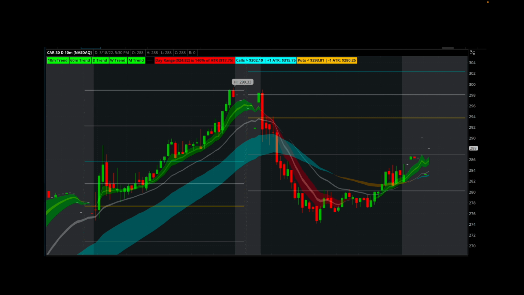Here's a quick example to sort of wrap up everything that we talked about. You can see various different levels on here. The blue is the trigger for going long. The yellow is the trigger for going short. And in between is the previous close, which is the central pivot. This is an interesting example because it shows you the stock CAR, which has been on a tear recently.